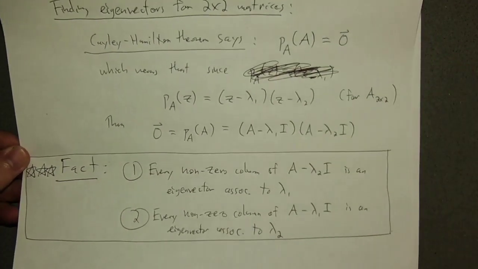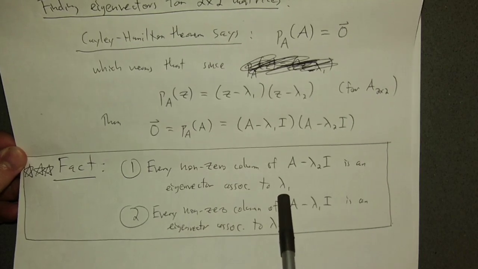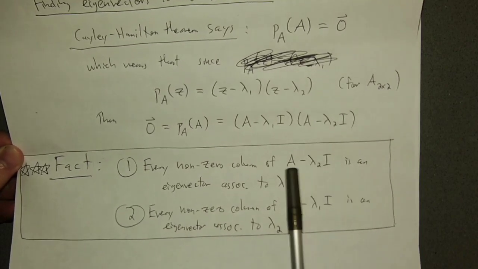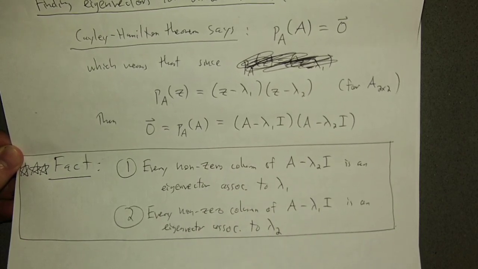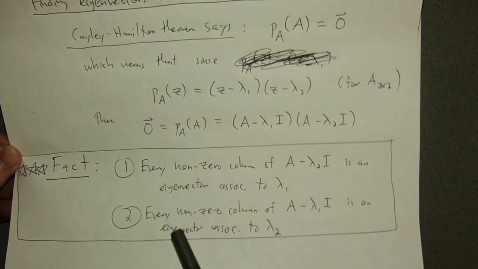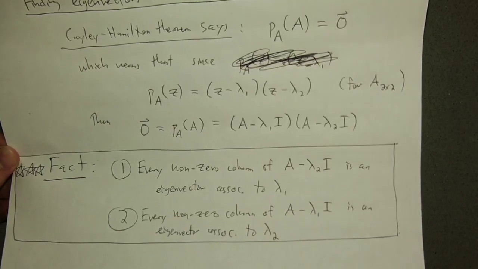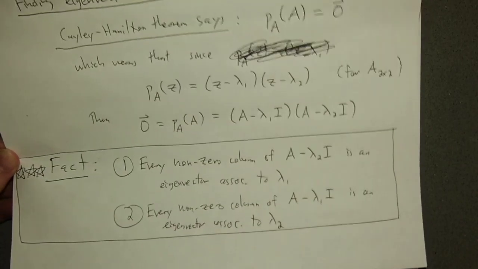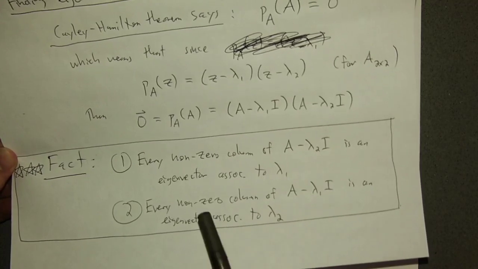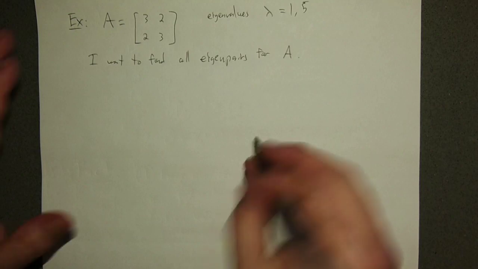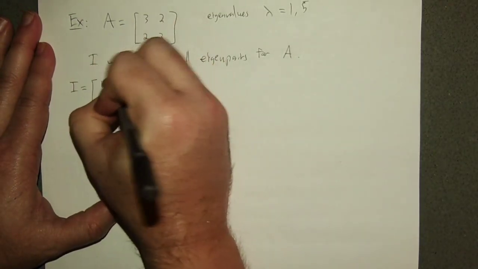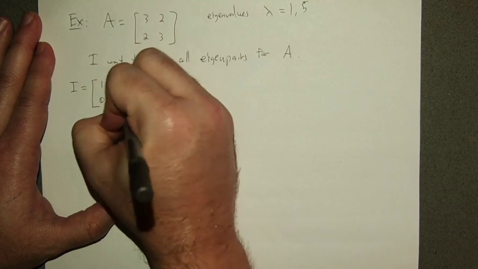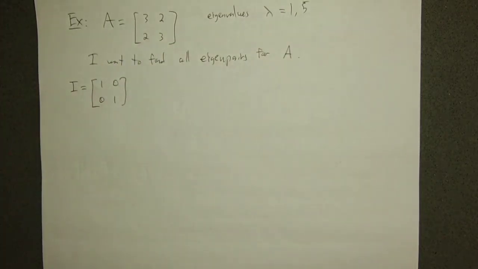Going back really quickly, what does Cayley-Hamilton tell me? It tells me that if I want an eigenvector associated to lambda sub 1, I should look at any non-zero column of A minus lambda sub 2 I. And furthermore, if I want to find an eigenvector associated to lambda sub 2, I should look at any non-zero column of A minus lambda sub 1 I. Recall that I is the identity matrix. In this case, it's 2 by 2, so I is 1, 0, 0, 1.